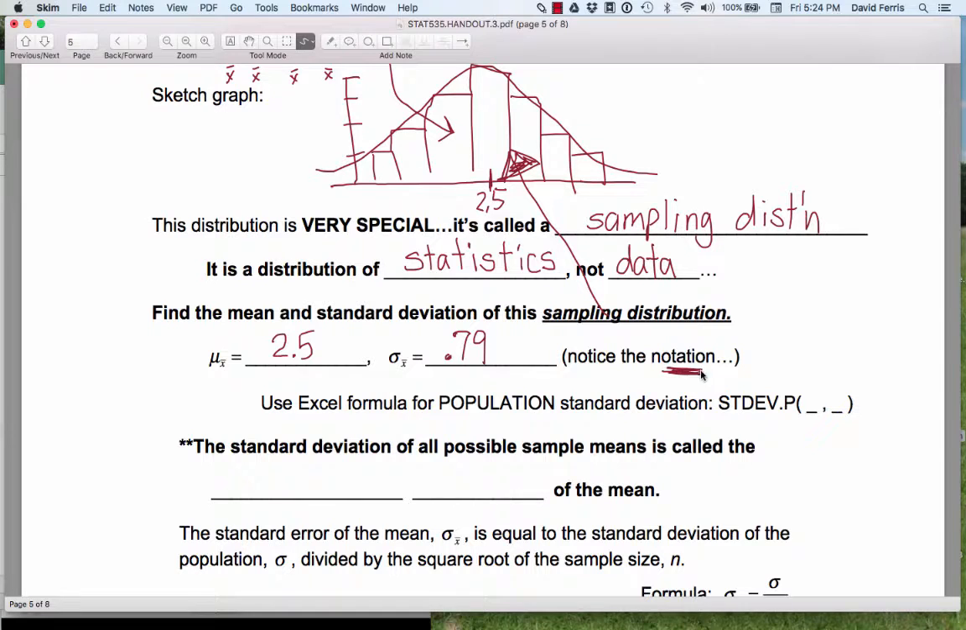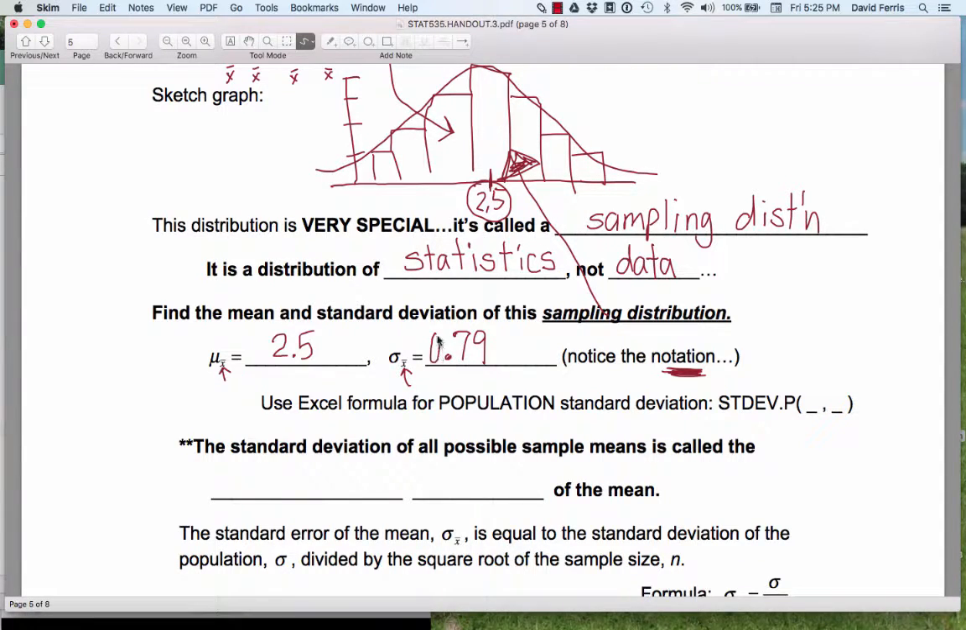Also, notice the notation we're using. We're saying the mean of all the, and look at that little subscript there. It's the mean of the means. That's literally what that means. The mean of the means, or the mean of the pile of the means, is 2.5. That's what we're finding when we're finding mu sub x bar. And then the notation here is also very specific. We're finding the standard deviation of all the x bars. The standard deviation of this pile of x bars was 0.79.